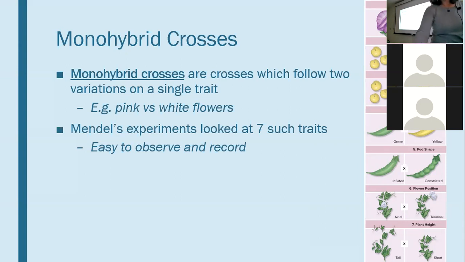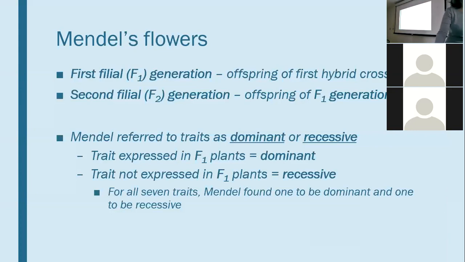We're going to focus on flower color. That's kind of like his baseline, the one that everybody talks about, his model experiment, looking at these purple and white flowers in pea plants, right? So, more words we need to do this.